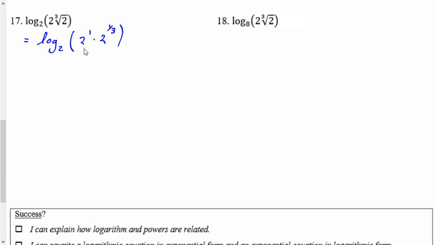Multiplying powers with the same base, I can add their exponents. So this one is the same as 3/3, so this is 2 to the exponent 4/3. So I've rewritten this 2 times the cube root of 2 as a power base 2. The logarithm, base 2, tells me the exponent, which is 4/3.